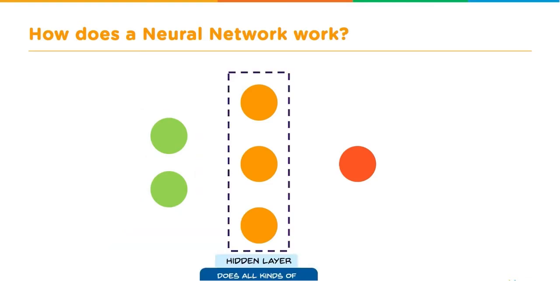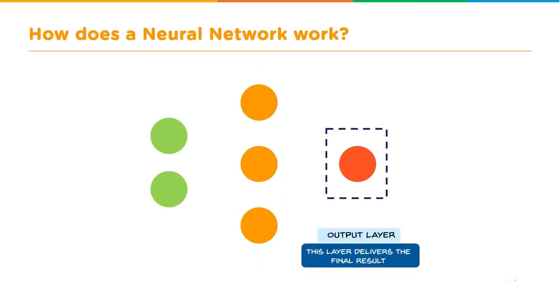A lot of times there's more than one hidden layer. We're only showing one in this picture, but we'll show you how it looks in more detail in a little bit. And then finally, we have an output layer. This layer delivers the final result. So the only two things we see are the input layer and the output layer. Now let's make use of this neural network and see how it works.